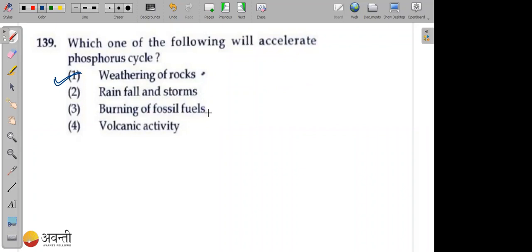Whenever we are talking about burning of fossil fuels, at that time we can go with the carbon cycle. Again, whenever we discuss volcanic activity, there also we can talk about the carbon cycle. Whenever we talk about burning of fossil fuel and volcanic activity, we can also talk about the nitrogen cycle. But whenever we talk about the phosphorus cycle, then weathering of rock is the correct option.